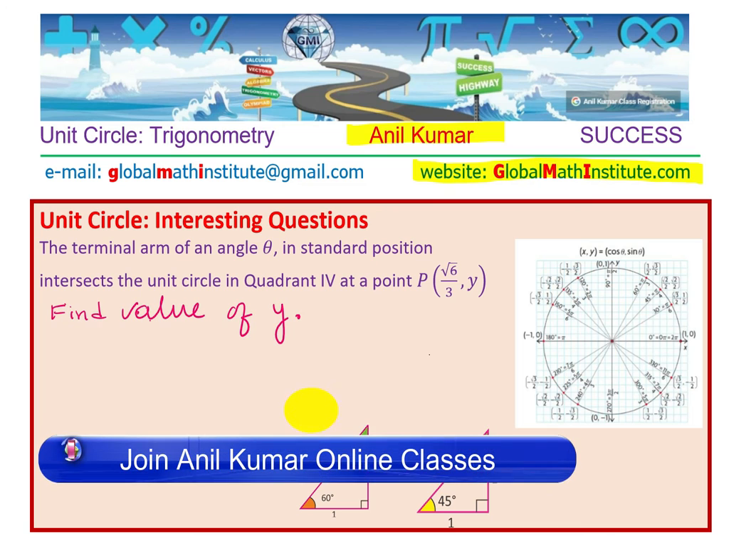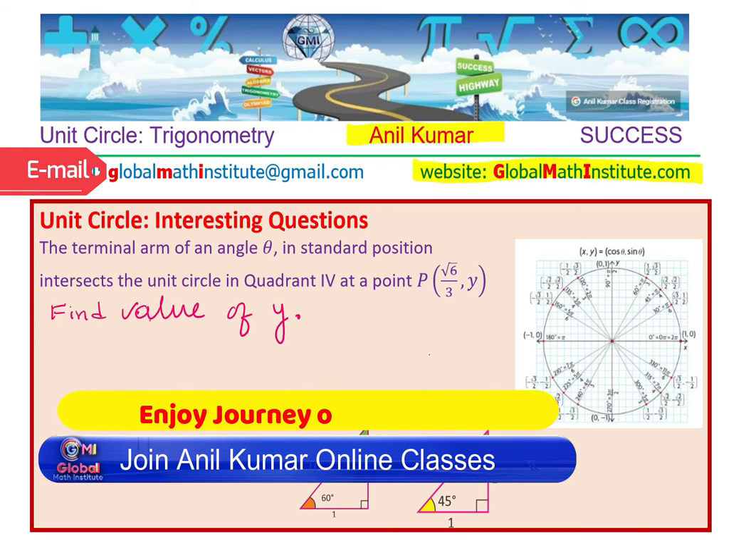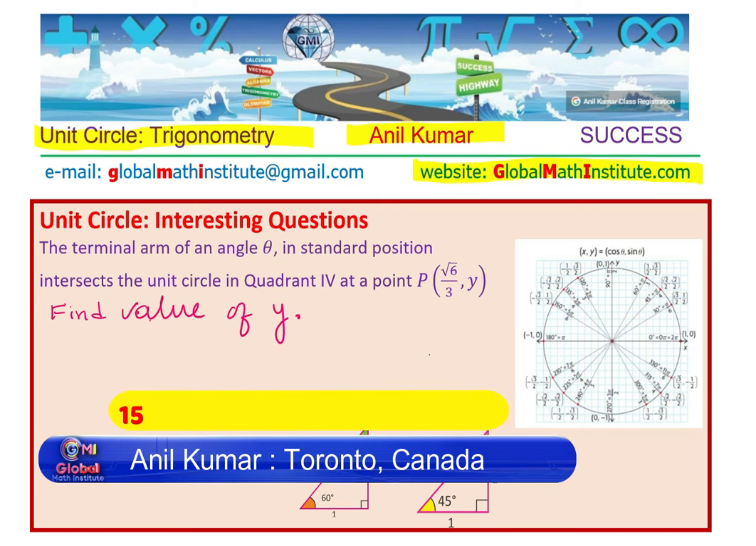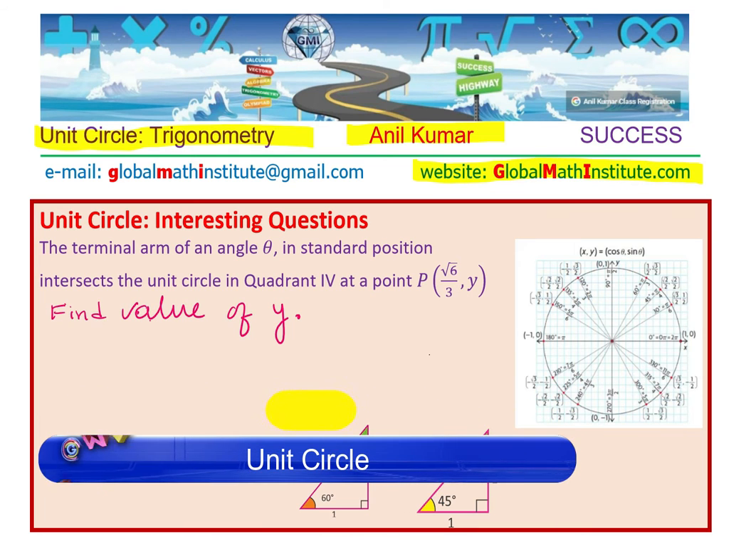And we here have a very interesting question based on unit circle trigonometry for you. The question is, the terminal arm of an angle theta in standard position intersects the unit circle in quadrant 4 at a point P square root 6 over 3 comma y. Find the value of y.